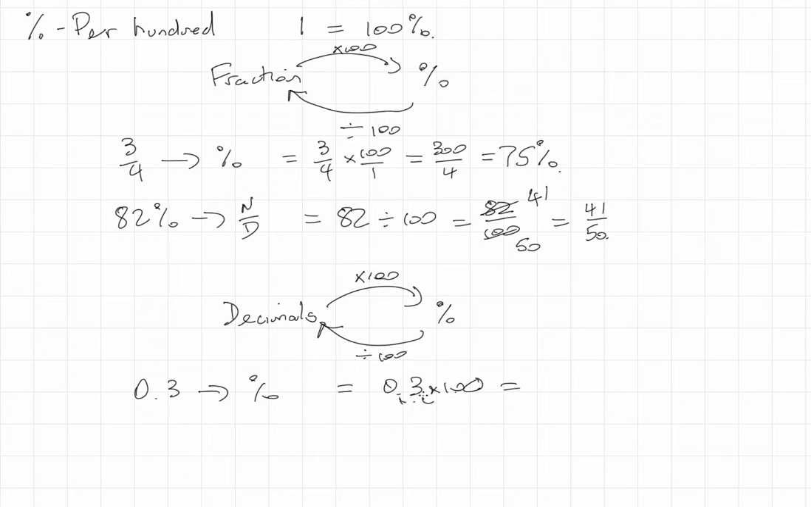So we move 1 to there. After the 3 we can't go another one, so we put a 0. Now if we move it 1 decimal place, it'll be there. We add another 0 and we go to there. Now that's a percent. So 030 with a decimal at the end is just 30%.